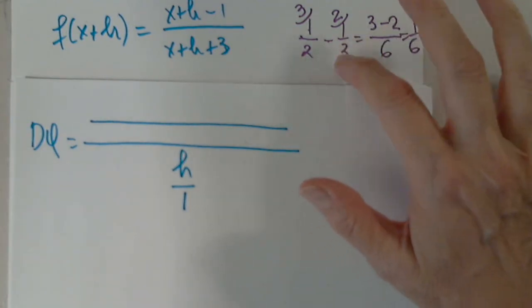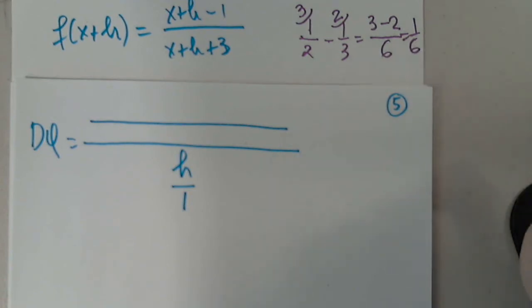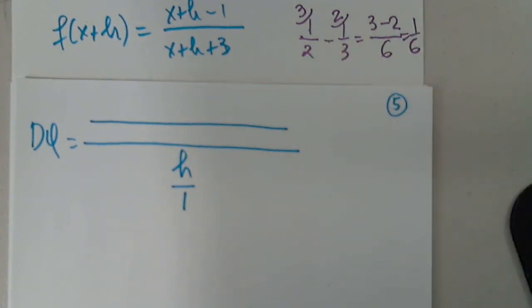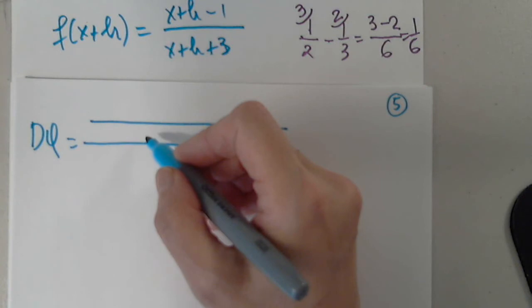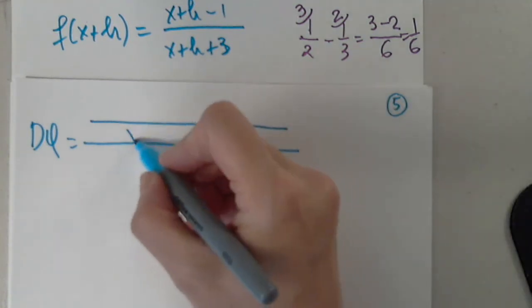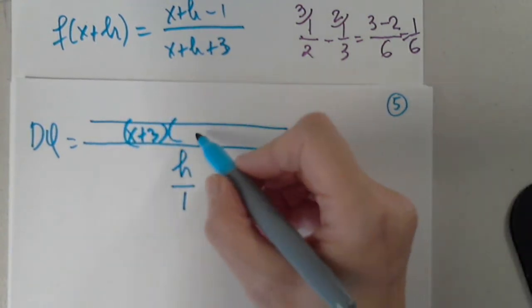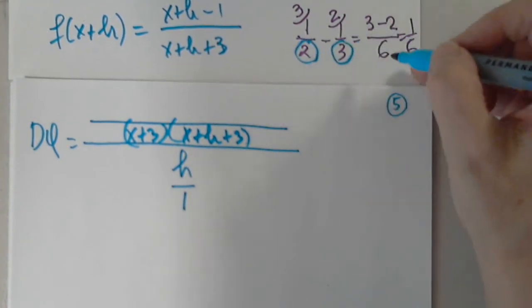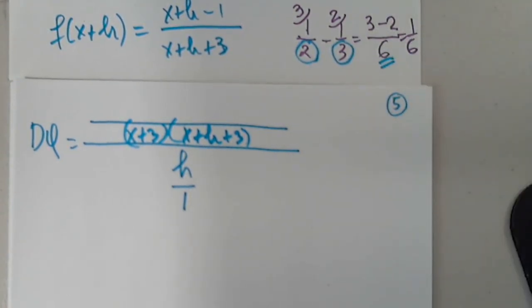Did I say 2 plus 3 and I got 5? I can never add or subtract denominators. The LCD will be x plus 3 times x plus h plus 3. Very good. This is correct. It's the product of the two, exactly how we determine the product of these two to get 6. Because they have nothing in common.